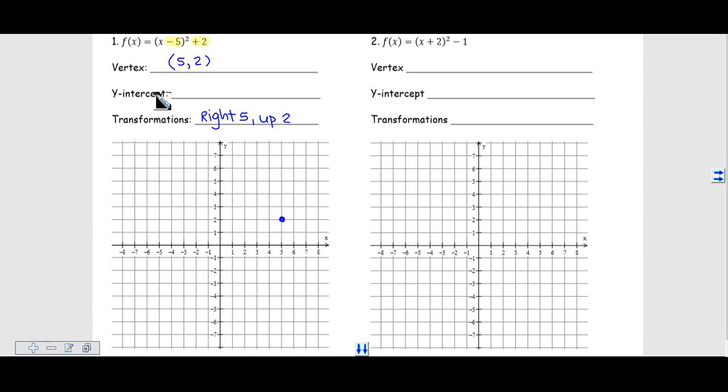Now we're going to talk about the y-intercept, and we're going to go ahead and put some points on our graph so that we can sketch it. I do know that this particular parabola is opening upward because the a, which is a positive 1, is positive, and positive graphs always open upward.